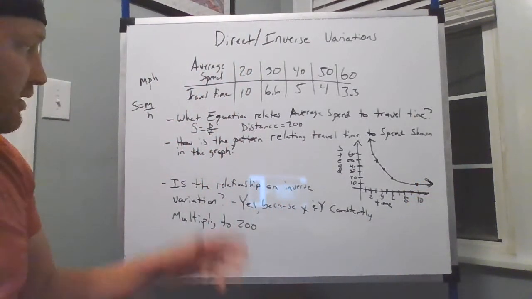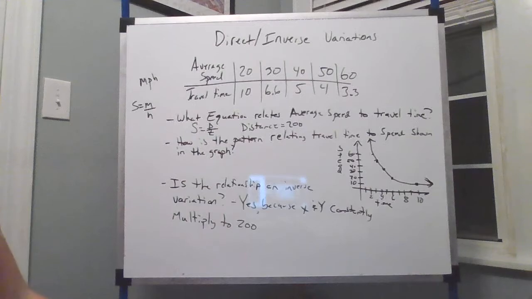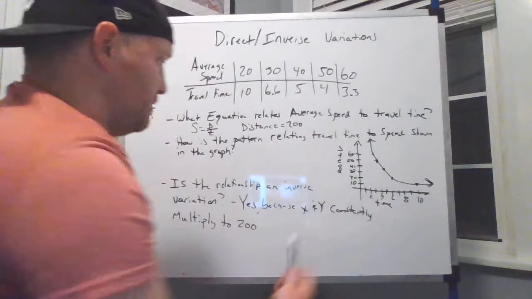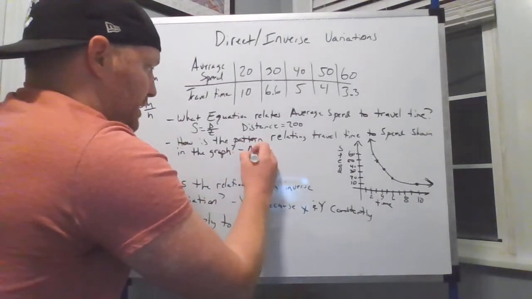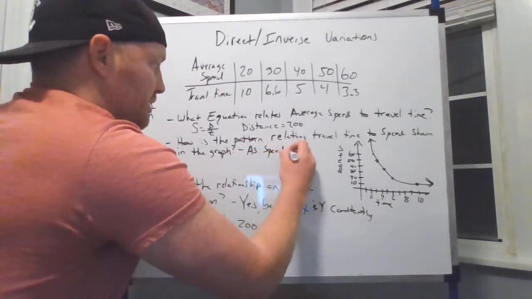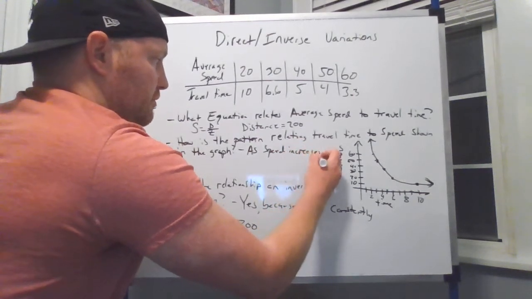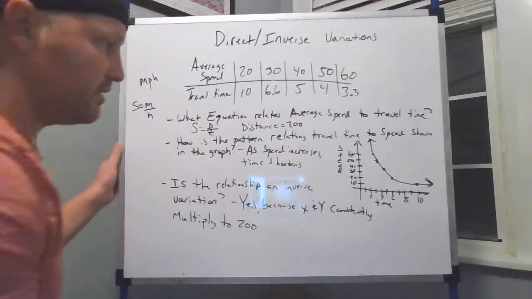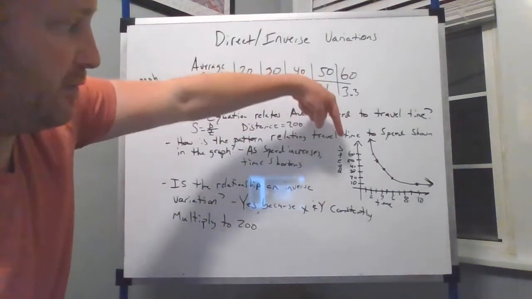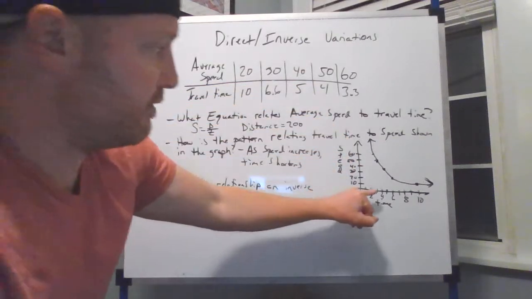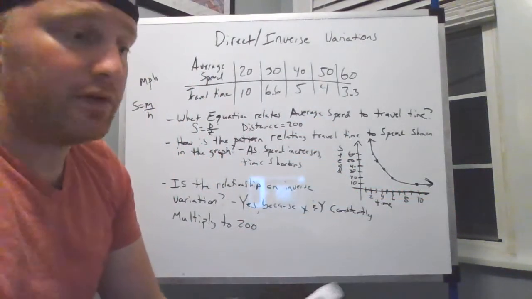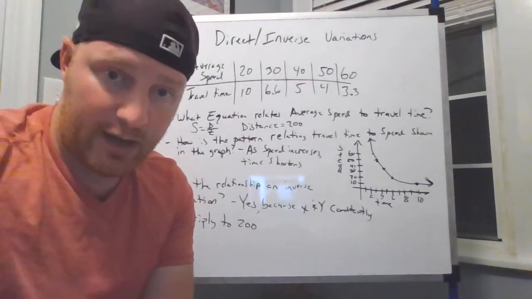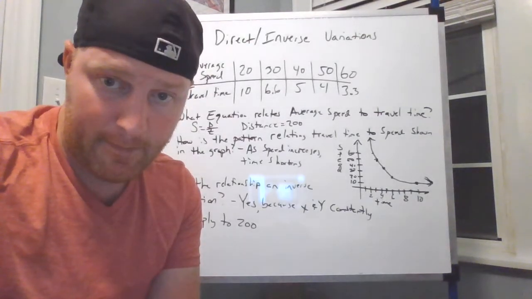So a way to explain this, you can say, how is the pattern relating travel time to speed shown? Well, as my speed increases, my time shortens. There you go. And that makes sense. As speed increases, time shortens, which makes logical sense. And just like this, as speed decreases, my time gets longer. Okay? So you're going to see some examples like this in tomorrow's work. I want to do a reteach so you guys understand it good. I will see you tomorrow morning or today.